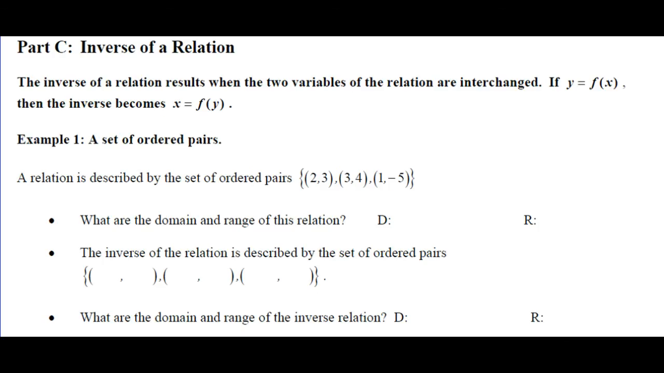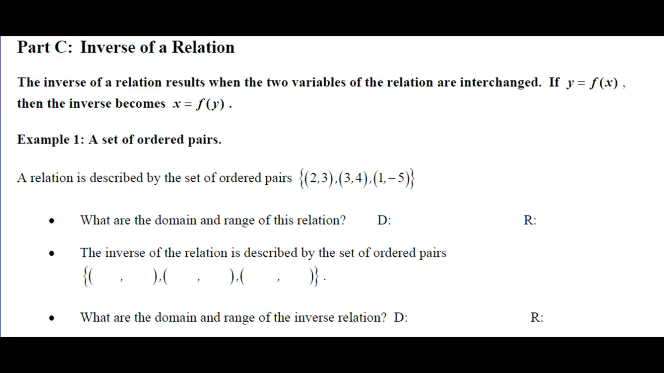Inverse of a relation. The inverse of a relation results when the two variables of the relation are interchanged. If y equals f of x, then the inverse becomes x equals f of y. We are going to be doing a lot of inverse of functions, or relations.